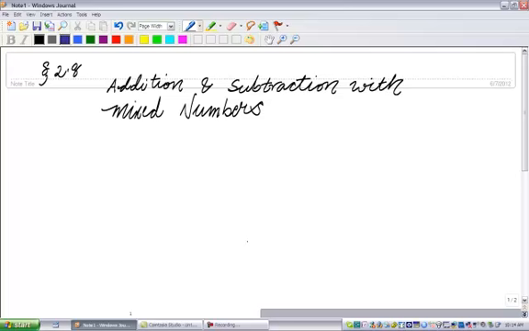Okay, so here's my first example. Suppose I want to add the number 3 and 2/3 with the number 4 and 1/5. Okay, how would I add them? I'm going to do it two different ways. So the first one would be my method 1.